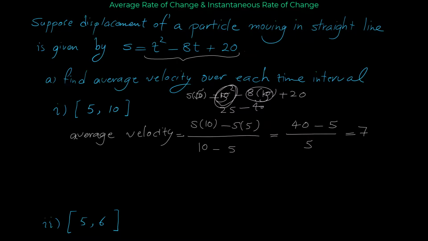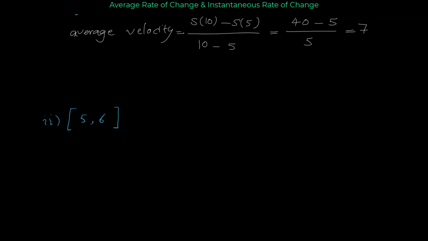And if we suppose this displacement is in meters and the time is in seconds, we can say the average velocity is 7 meters per second. But here our concern is not about units, so I'm going to leave it as only 7. In the next part of the question, we want to find the average velocity over the time interval 5 to 6. This is a smaller interval.